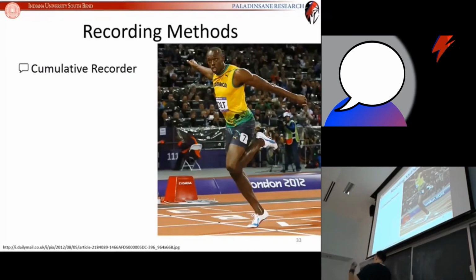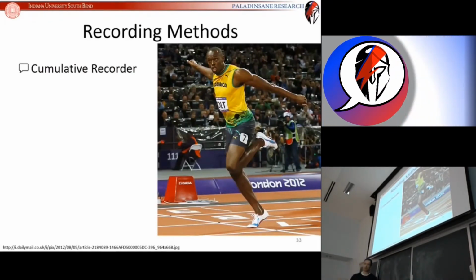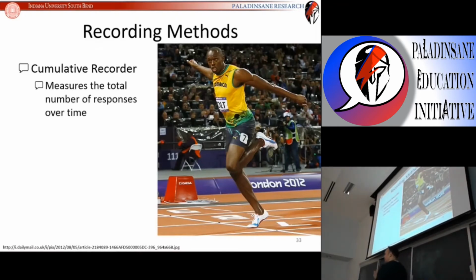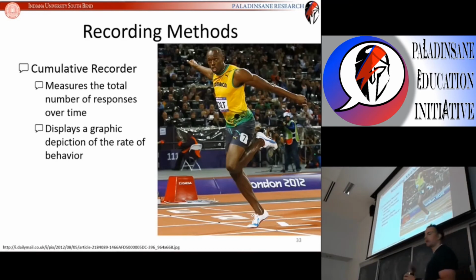So, why are we talking about Usain Bolt right now? Rate of response. Well, rate of response is oftentimes used to measure learning, measure behavior. We're going to see later on that you can analyze patterns of rates of response to figure out different contingencies that people are on. But we're going to use this to illustrate the idea of the cumulative recorder. The cumulative recorder is a tool that is used to measure the rate of responses over time by measuring the number of responses over time. So this is displayed as a graphic that depicts rates of behavior across a given time.